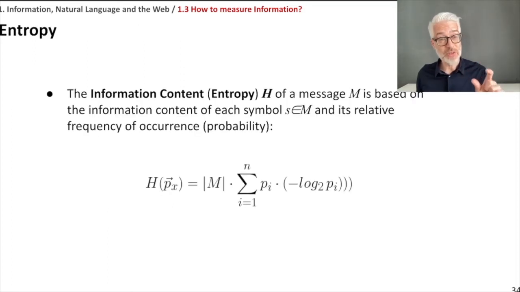And based on that Shannon information content, he developed the information content of a message, which is then the entire entropy. What you do here is you take the information content of each symbol of the message and multiply it with the relative frequency with which it occurs. So this is the probability it has. Thereby, you come up with the following formula that you see here. We have the probability of the occurrence of a symbol, here we have the Shannon information content, and all of this is summed up. And in the end, you also have to multiply it with the length of the message to get the information content of the entire message.